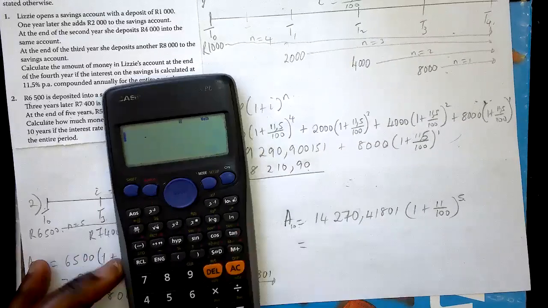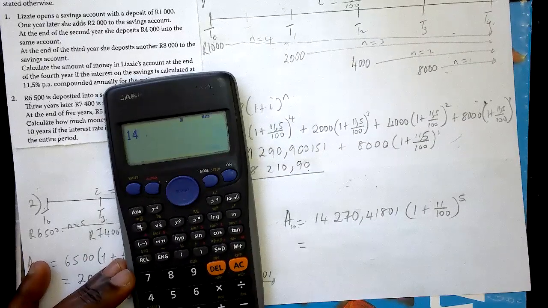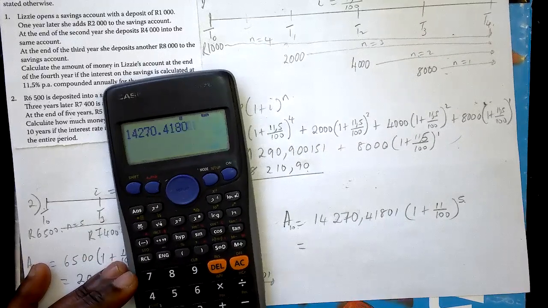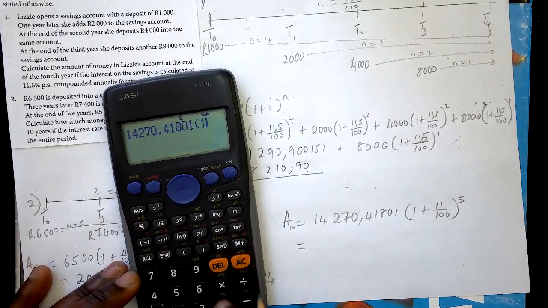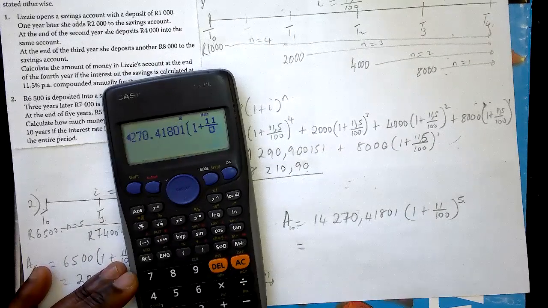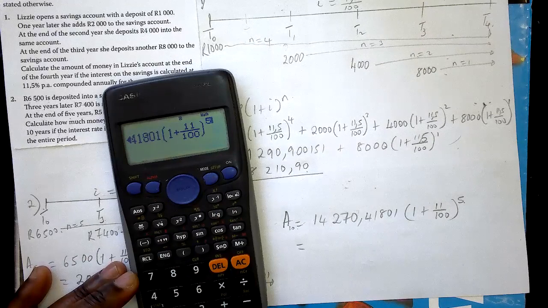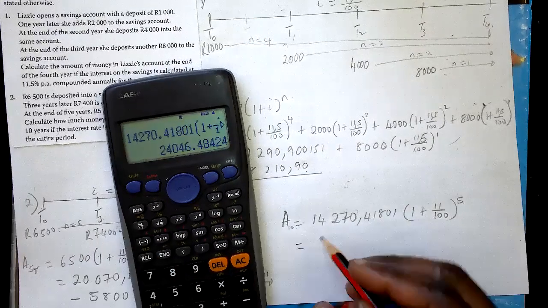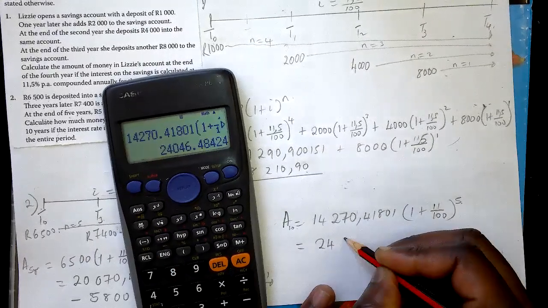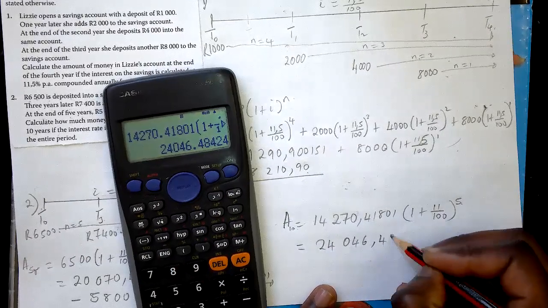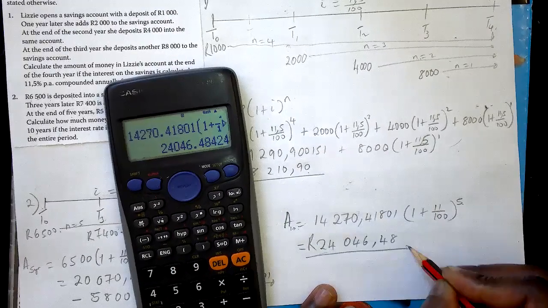Now what are we going to get there? It's going to be 14,270.41801 in bracket 1 plus 11 over 100 to the power of 5. What do we get there? We get 24,046.48 rand.